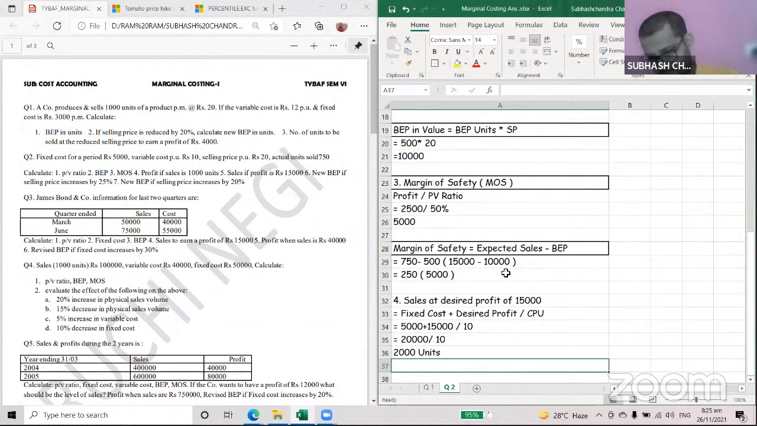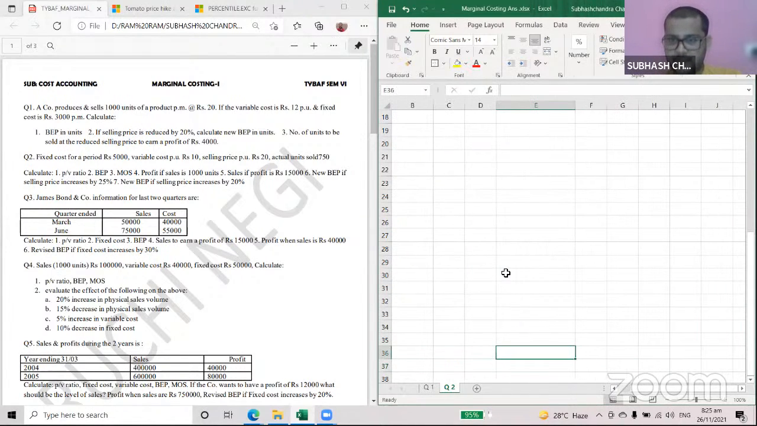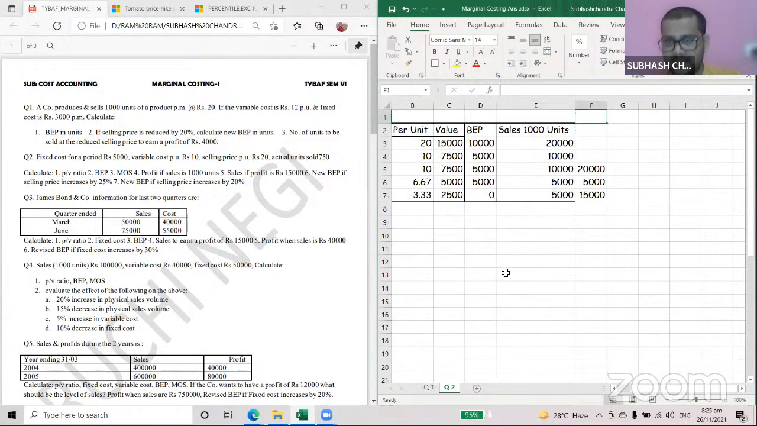Understood? If you want to check, just put the sales value of 2,000 here. 2,000 multiplied by 20 will be 40,000. 2,000 multiplied by 10 will be 20,000. Understood? So now you are getting a profit of 15,000. Let's check the next point.